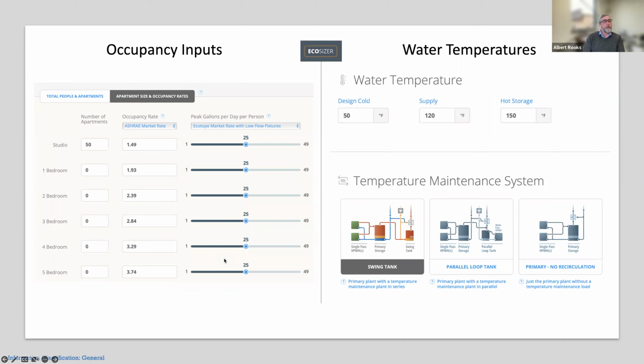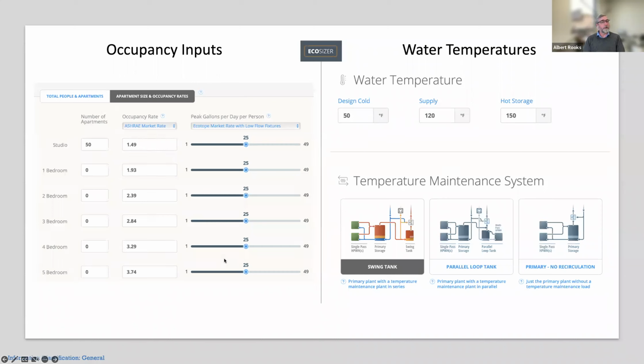So in this building, there's this super simple sizing. I think I did this when I was just building slides, because it could be 50 studios. For the occupancy rate, I did that drop down. You can see it says ASHRAE market rate, but there are other choices. There's a couple of California choices, like a California market rate. And then there's low income, which might have a higher occupancy concentration in it. So in any case, there's a set of numbers.